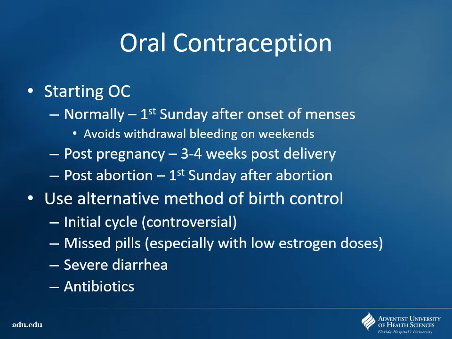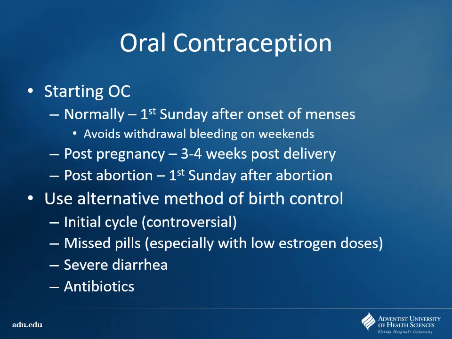Typically post-pregnancy, they'll recommend that 3 to 4 weeks or so after pregnancy, you can go ahead and start on an oral contraceptive, but be aware if they're breastfeeding, that may be inhibited. So they may need to either use something that's not going to be orally used, something like an intrauterine device, or if they're using formula anyway, it doesn't really matter at that point. And if they had an abortion, you could do the first Sunday thereafter, because that'll get them back on a normal cycle. Okay.